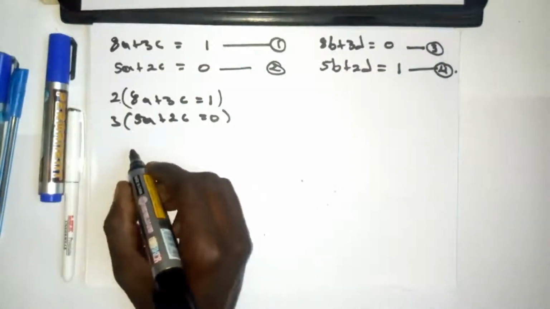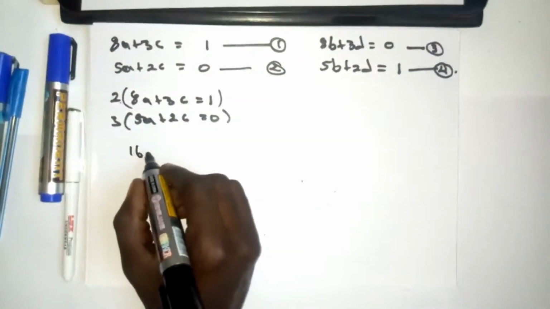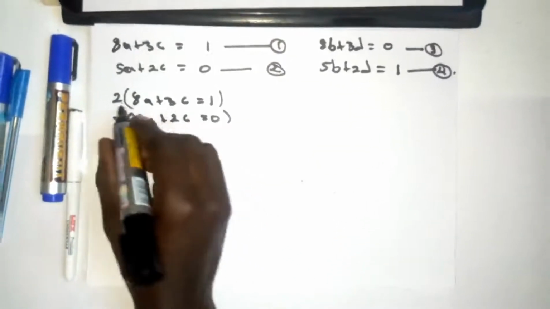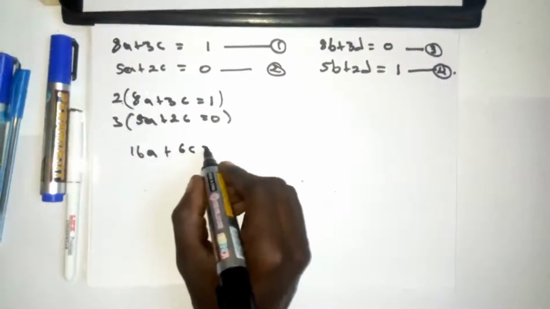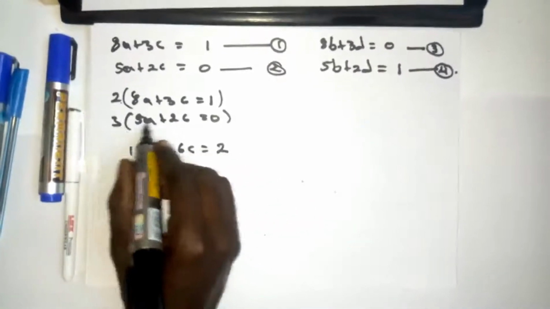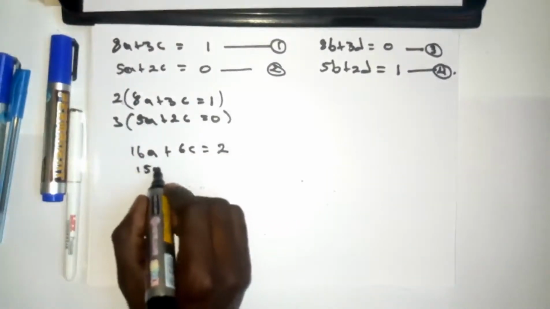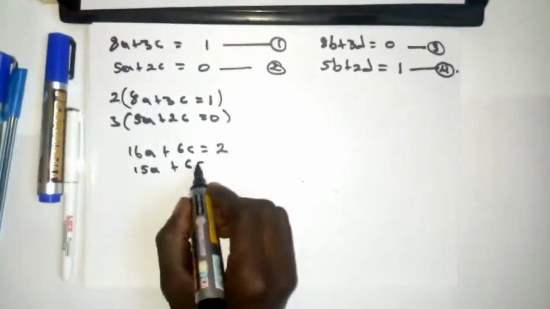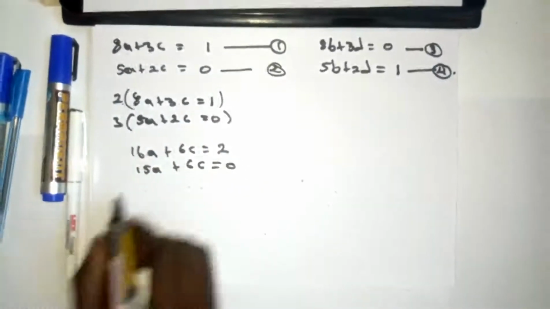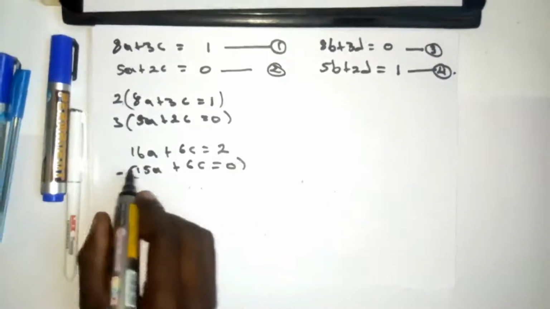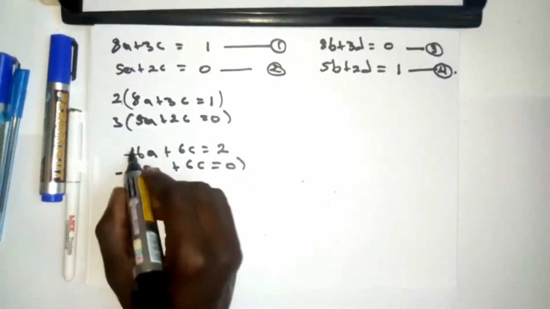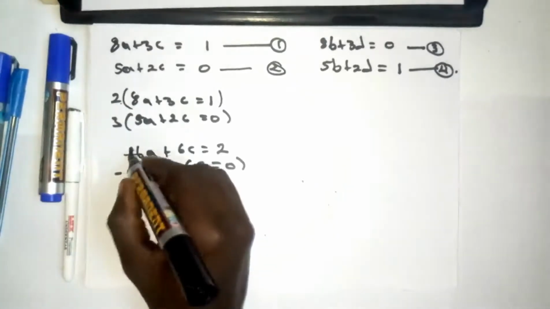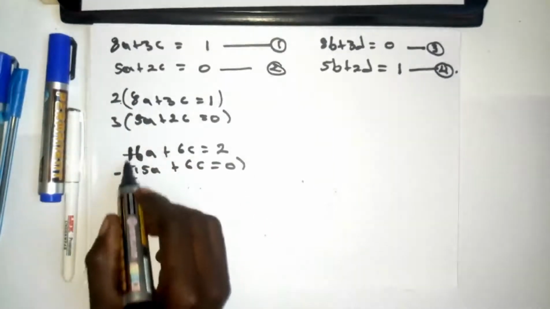So the equation I'm going to have here is going to be 16a plus 6c is equal to 2. This is going to be 15a plus 6c should give me a 0. Then I can subtract this equation minus this equation. Okay, so this is not a negative, it is 16.